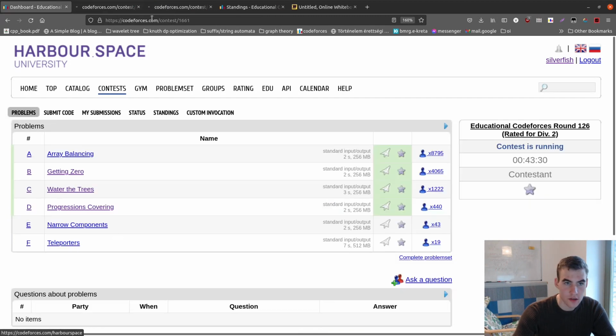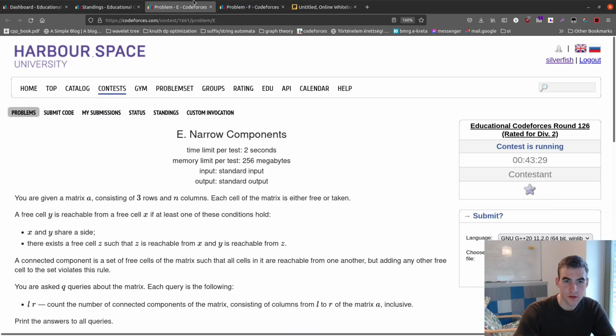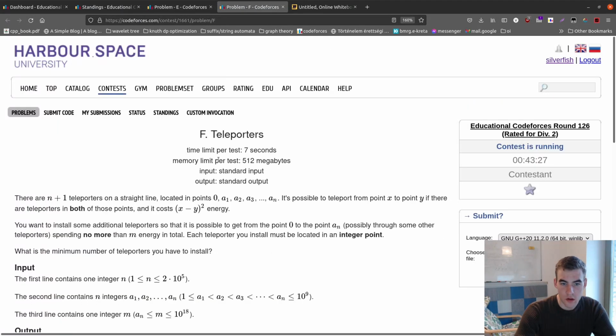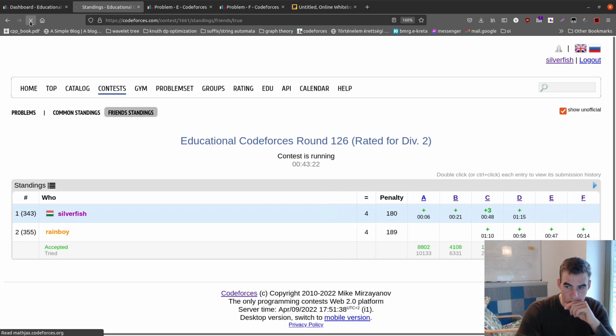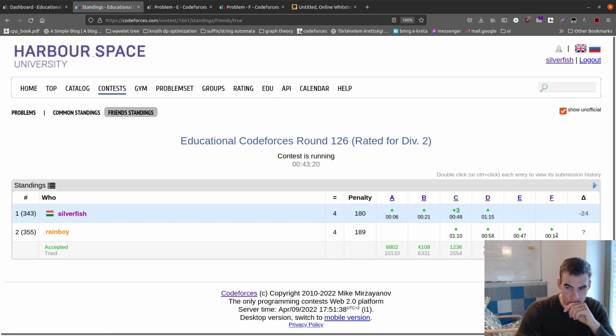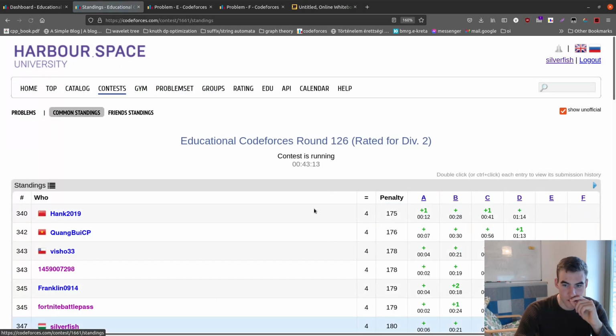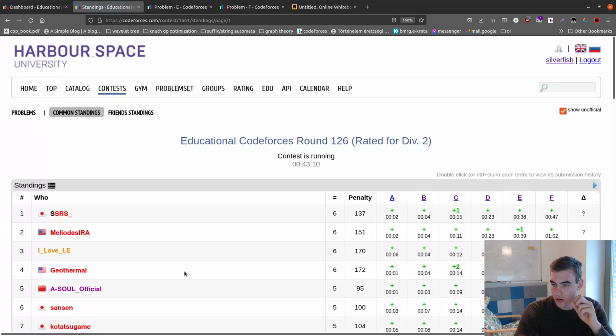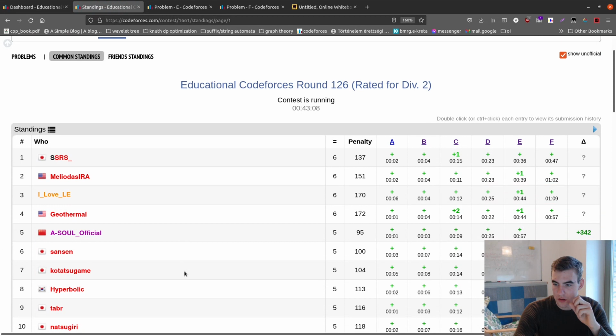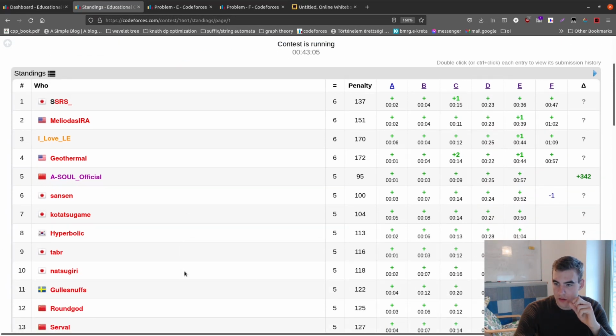Let's look at E and F. I think I'll read both of them this time, because F took Rainbow about 40 minutes and E took an additional 30 minutes, which means that F is probably more standard, right?